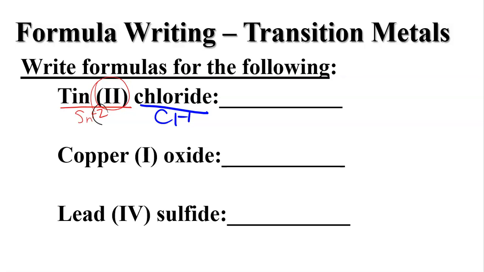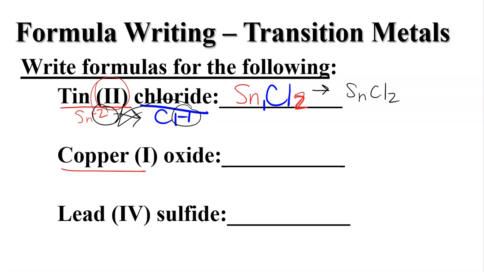All right, step 3 is to switch. And we're going to go ahead and write it off to the side, all nice and pretty. We have Sn with a charge of 1, but we don't need to put the 1 there. I'm going to write it in anyway. And then we have chloride Cl with a 2. If you wanted to write it even prettier, you would just write SnCl2. Beautiful. Tin 2 chloride.